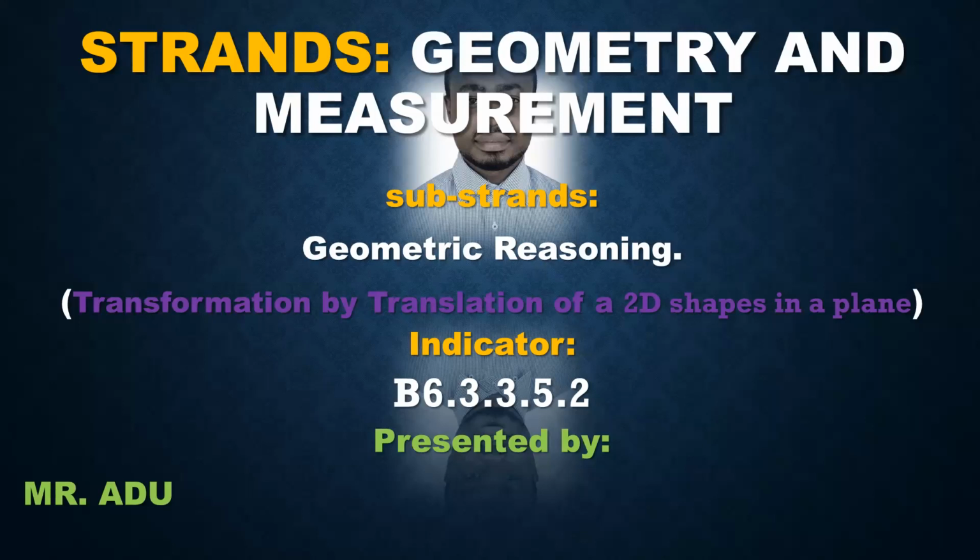Today, the strand we are going to talk about is geometry and measurement. The substrand is geometric reasoning. Under geometric reasoning, we are going to talk about transformation. One of the components responsible for changing an object from one place to another is translation. So we will discuss translation, how to plot, and how the object moves from one point to another point.